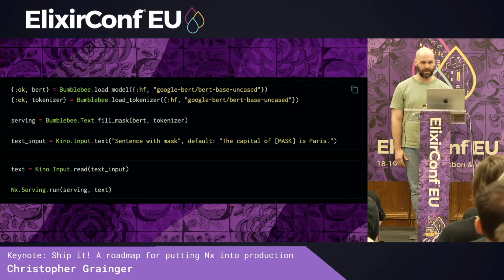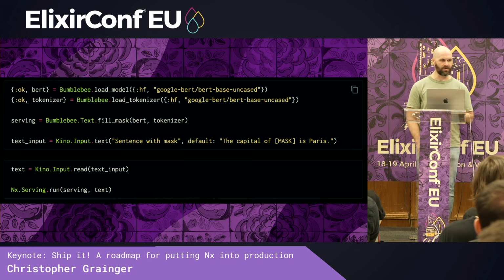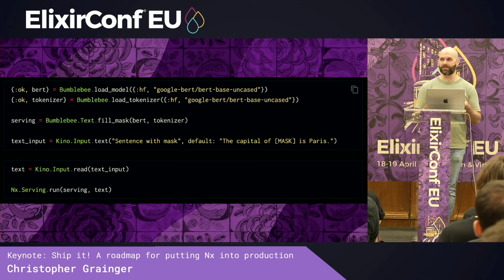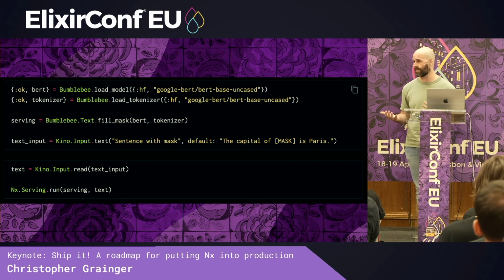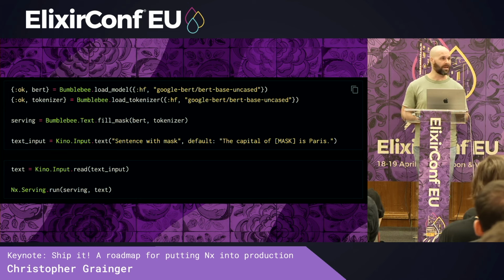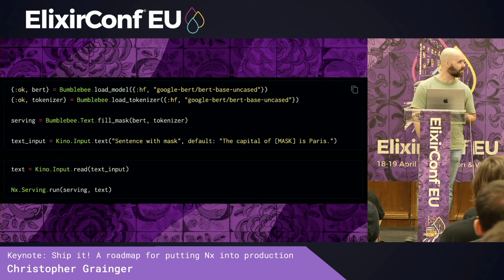Now, it's not all wine and roses. That's the right term, right? There's not full coverage of every single model that's in Hugging Face, right? It requires being built. It requires building the Axon implementation. But there's a pretty good level of coverage, and a lot of the most important models you can absolutely bring in.